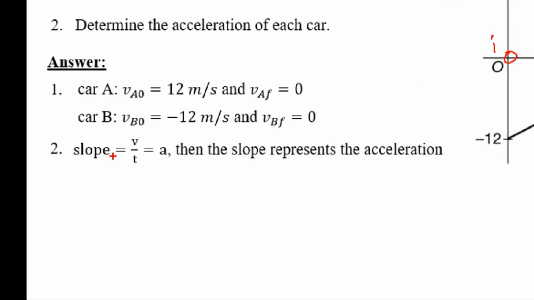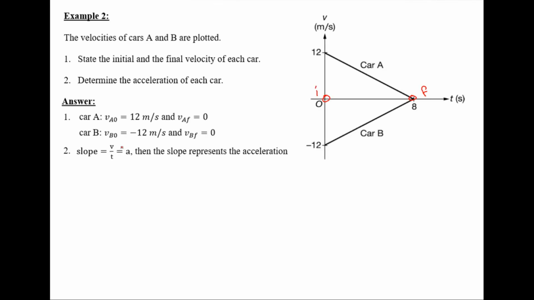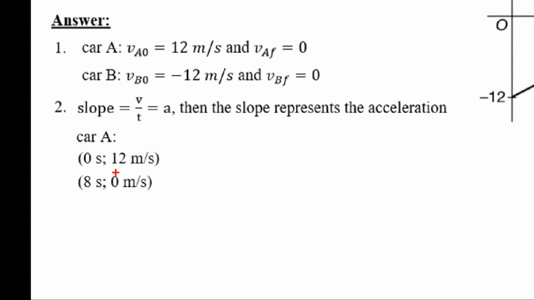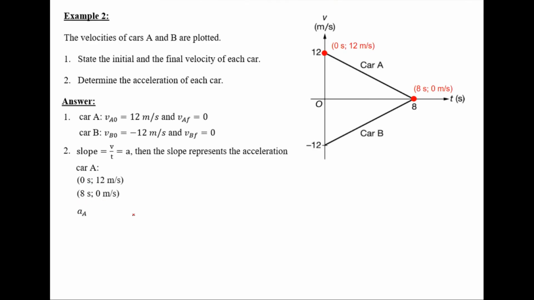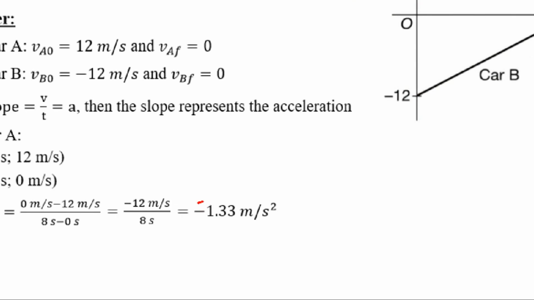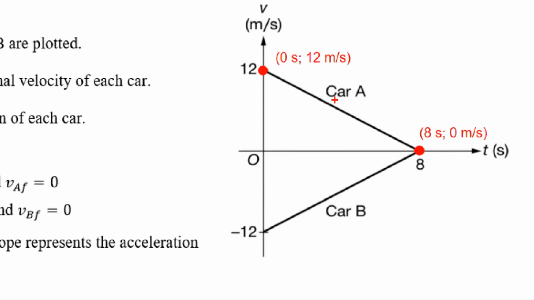Here I'm interpreting that the slope is the acceleration. In order to do so, we need to choose 2 points. This is my first point here, and I'm going to write the coordinates here. This is the second point, and I will write the coordinates as well. Now we're ready to calculate the slope. That would be 0 minus 12 over 8 minus 0, which is negative 12 over 8, and that would be minus 1.33 meters per second squared. The acceleration here is negative because the acceleration is the slope and the slope is going down.